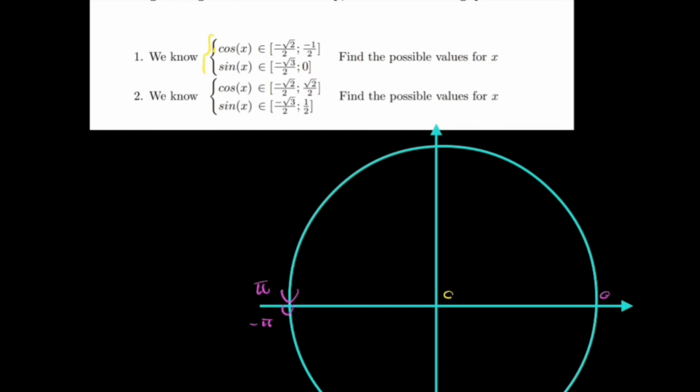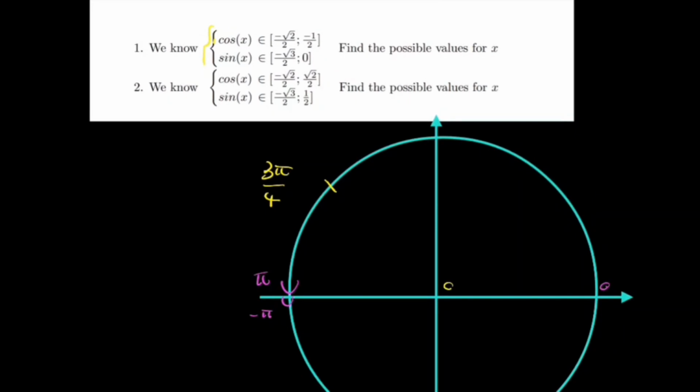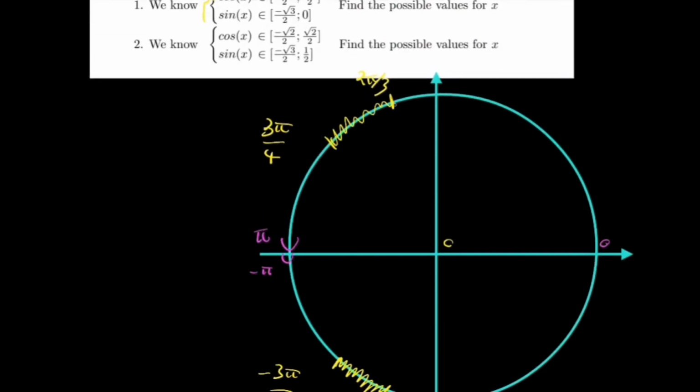Cosinus of x is equal to minus square root of 2 over 2 in x is equal to 3 pi over 4, and x is equal to minus 3 pi over 4. It's symmetric. And it is lower than minus 1/2 in 2 pi over 3 and minus 2 pi over 3. So the first condition is satisfied in these yellow zones.